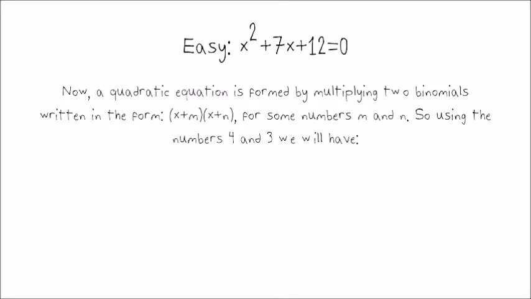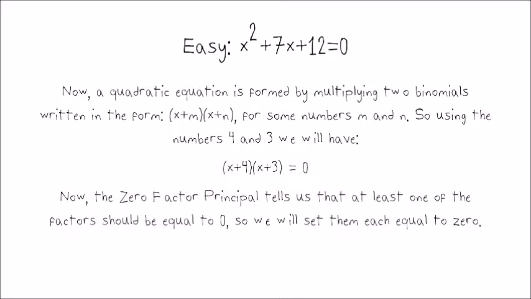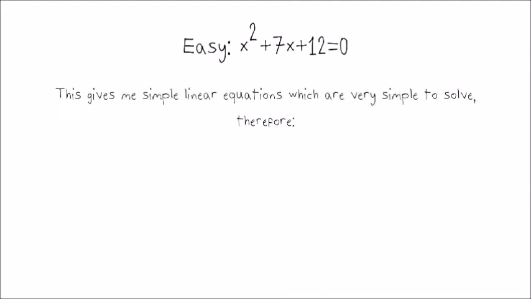Now, a quadratic equation is formed by multiplying two binomials written in the form x plus m times x plus n, for some numbers m and n. So using the numbers 4 and 3, we will have x plus 4 times x plus 3 equals 0. Now, the zero factor principle tells us that at least one of the factors should be equal to 0. So we will set them each equal to 0. X plus 4 equals 0 or x plus 3 equals 0. This gives me simple linear equations which are very simple to solve.